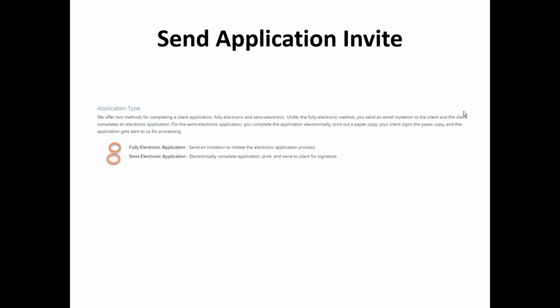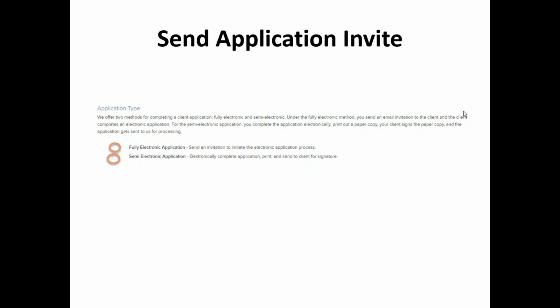record. When you click the Send Application Invite icon, you'll see that there are two methods for completing a client application, fully and semi-electronic. For the fully electronic, you send an email invitation to the client and the client completes an electronic application. For the semi-electronic application, you as the broker complete the application. You must enter all of the client's information, then you will print it and send it to the client for them to sign. Once they have done so, the application is returned to Interactive Brokers for processing.